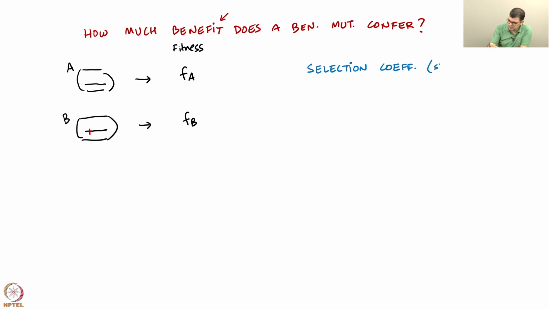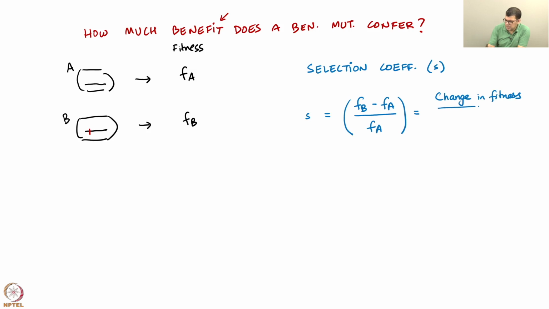This is represented by small s, and this is the quantity that is extremely important in all discussions of evolutionary biology. So, selection coefficient of any mutation is described as Fb minus Fa divided by Fa. So, in the numerator is change in fitness, the new fitness, the fitness of the mutant minus the fitness of the ancestor, and in the denominator is fitness of ancestor.